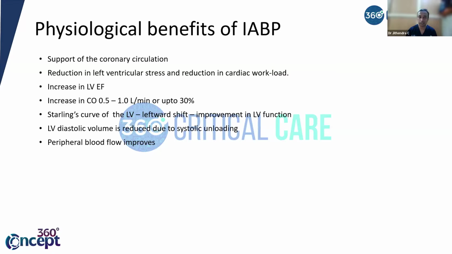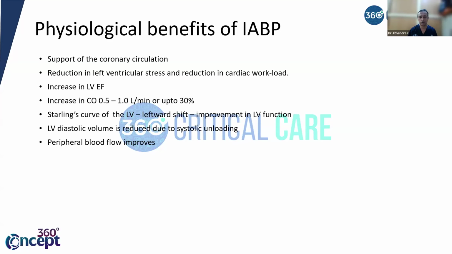So cardiac output, how much does it increase? It increases by 0.5 to 1 liter per minute, or up to 30% from the baseline. This will be asked when you're asked about mechanical circulatory support devices. Each device, you should know what is the increment in the cardiac output that will happen when you use that particular device. They may also ask you a question on Starling's curve.